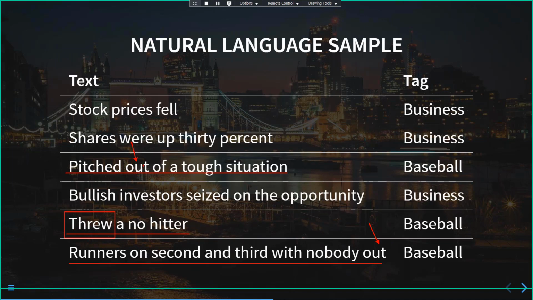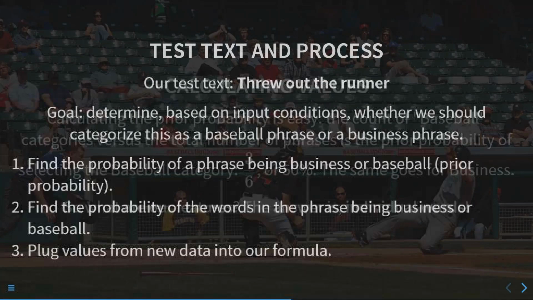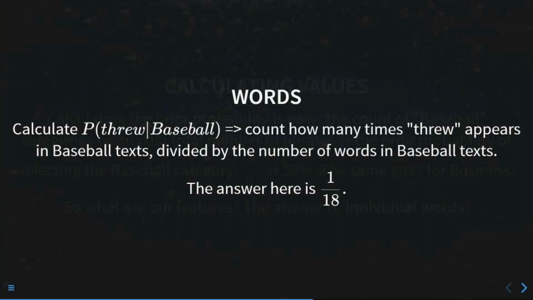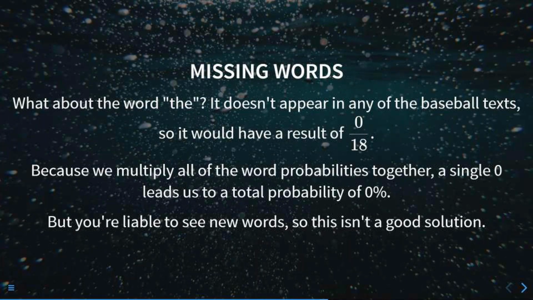I mentioned "out" and "out." The word "the," if I look in these texts, the third word is "the." It doesn't actually show up in this text. And this is where dealing with natural language can run into a major problem, because as soon as I get to "the," I have a 0 out of 18. I'm multiplying the probabilities together, and if I have 0 out of 18, therefore the probability is 0%.